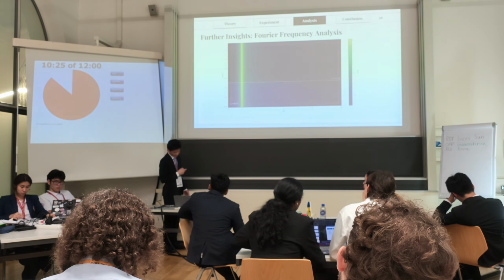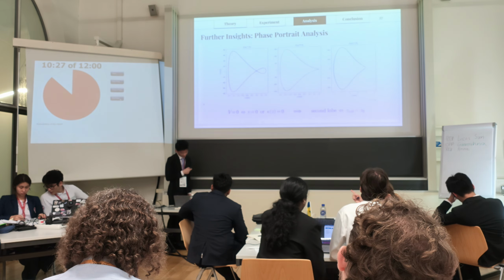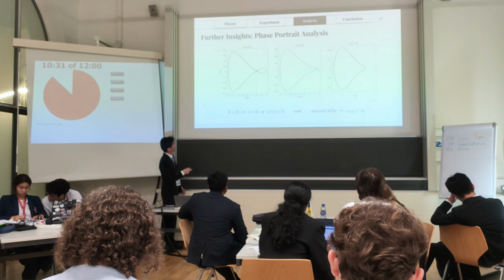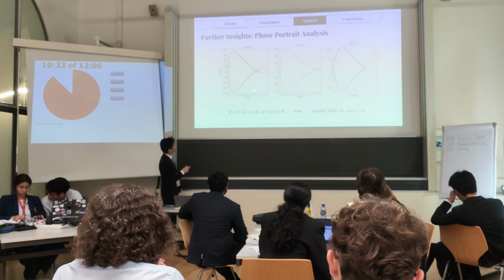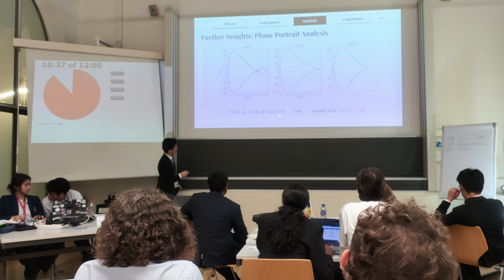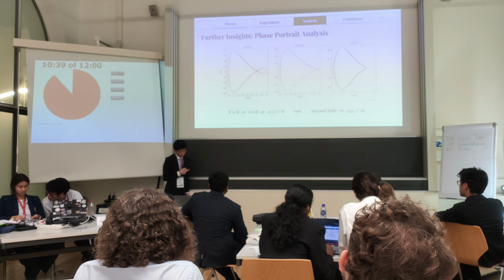We also analyze exactly how the phase portraits change. The phase portrait will produce a loop if and only if the velocity is not equal to 0 and the coupling is not equal to 0.